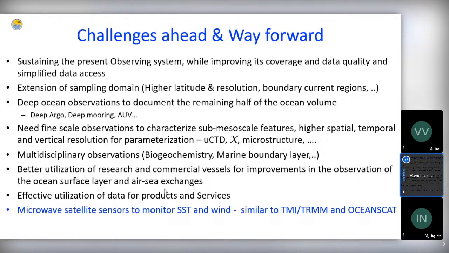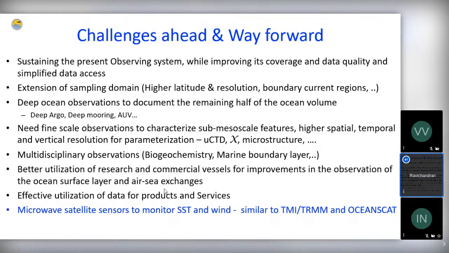One is that we need to sustain the present ocean observing system, the existing OMNI or Argo floats or many platforms, while improving their coverage as well as data quality. And also we need simplified data access for the people. They have to be able to access the data in a very easy way. Now they are able to access it, but we still have to find better ways to provide the data to the users, especially universities and institutions. And we can think of extension of the sampling domain to higher latitudes, higher resolution and boundary currents. As I mentioned, deep ocean observations, maybe with Deep Argo or deep moorings or AUVs, and fine scale observations, and also multidisciplinary observations, both biogeochemistry as well as the marine boundary layer, maybe up to 1 or a few kilometers, where we can use drones for marine boundary layer observations.